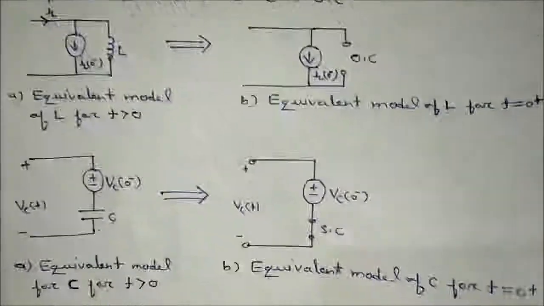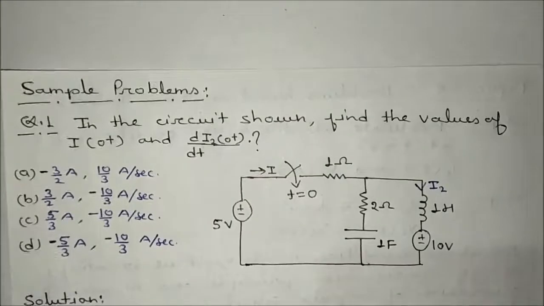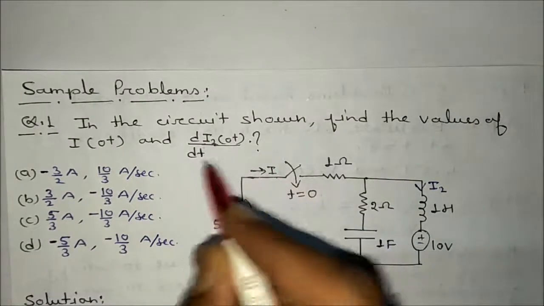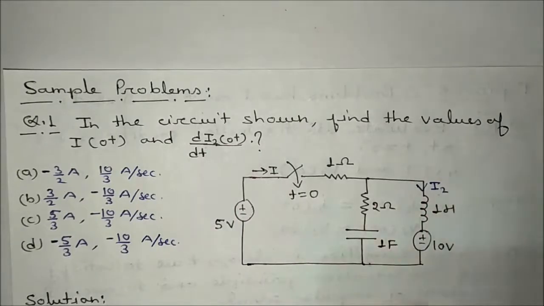So moving to the first problem in this section. What is this problem? It is asking: in the circuit shown, find the values of I0 plus and the rate of change of current I2 at 0 plus in the given circuit. So what we will do, in the same manner.